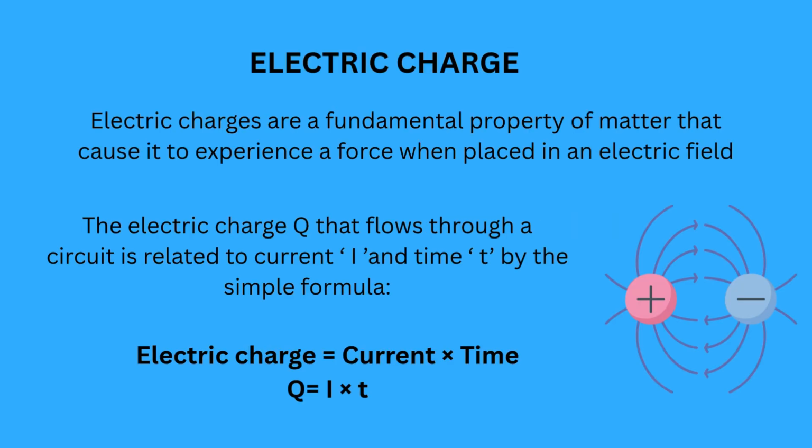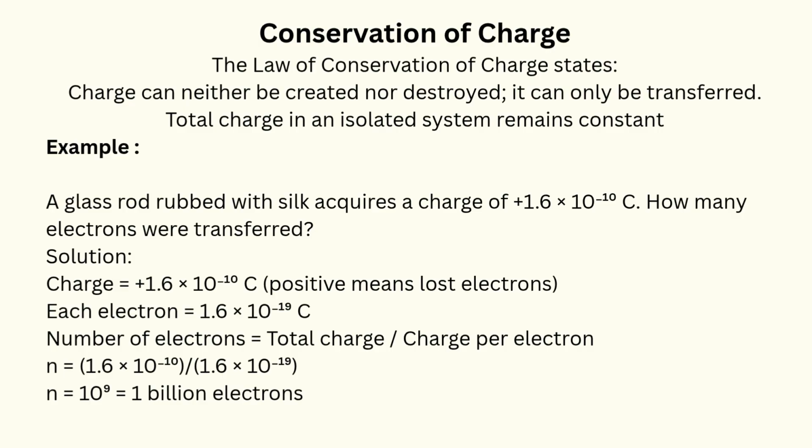Electric charges are a fundamental property of matter that cause it to experience a force when placed in an electric field. Electric charge is also current multiplied by time if it flows through a circuit. The law of conservation of charge states that the charge can neither be created nor destroyed. It can only be transferred.